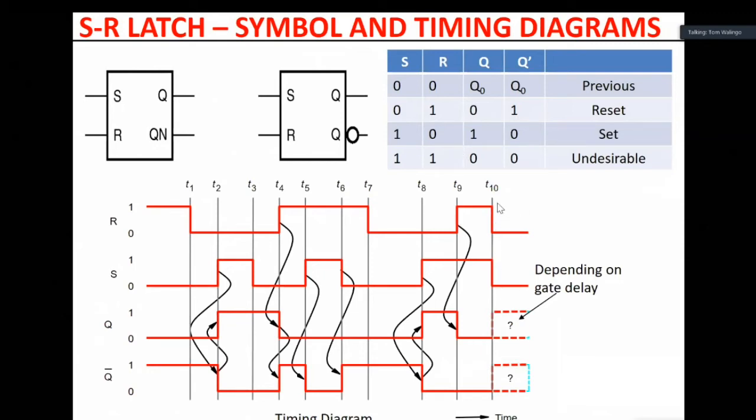Now, this is our condition where they are both 1, 1 in an undesirable state, and then they both go to 0 at the same time. This is what we were looking at. So we said in that incidence, the output will depend on the gate propagation delays.